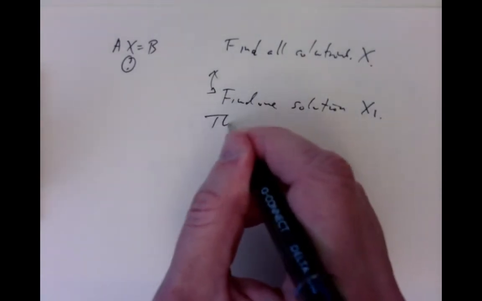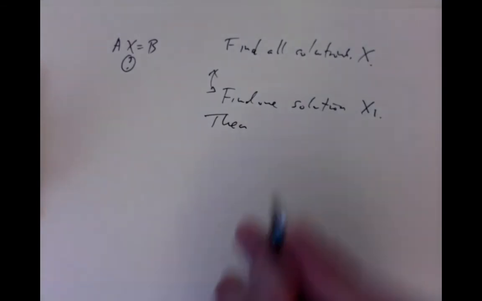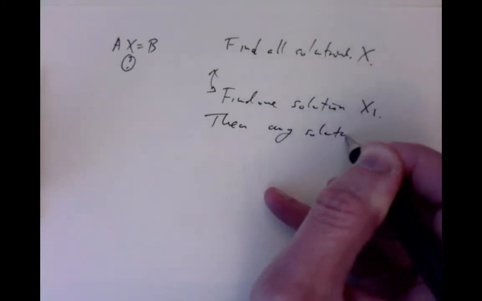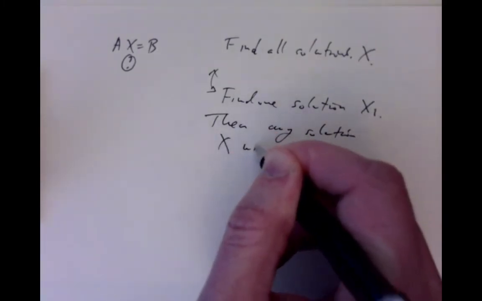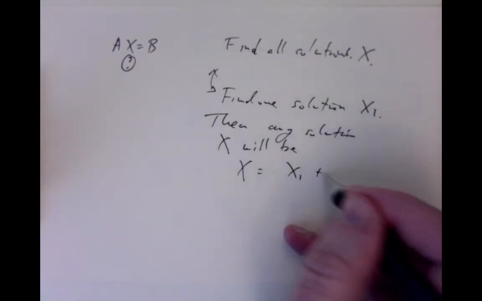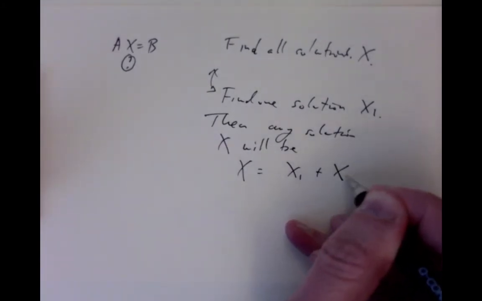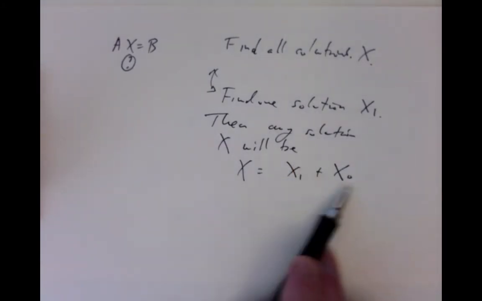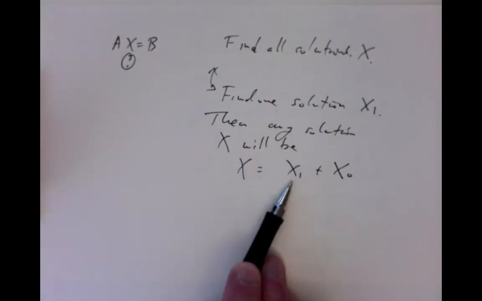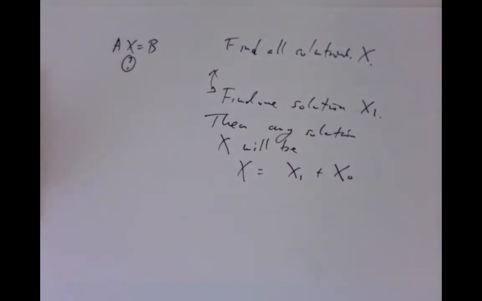Then what could you add to it to make a new solution? We want to say that any solution X can be expressed as X equals the given solution X1 plus some little extra bit that you add on, x0. So we take the given solution, then add something else to it to make a new solution. All the solutions are expressible as one particular solution X1 plus some difference x0.